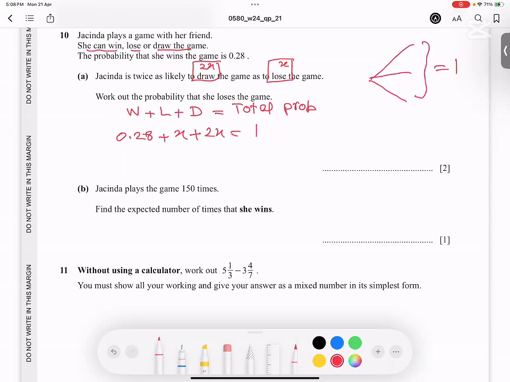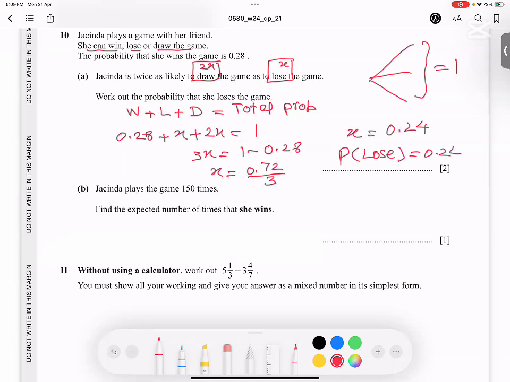So that is why. 2X plus X gives us 3X, and 1 minus 0.28 gives 0.72. And 3 will divide there. So 3 times 0.24 is 0.72. So the probability of losing the game is 0.24. Okay, done.